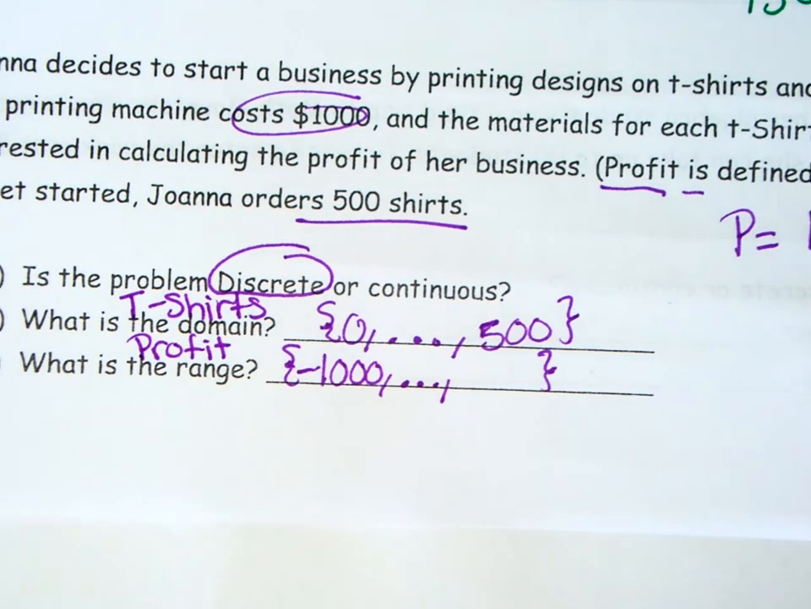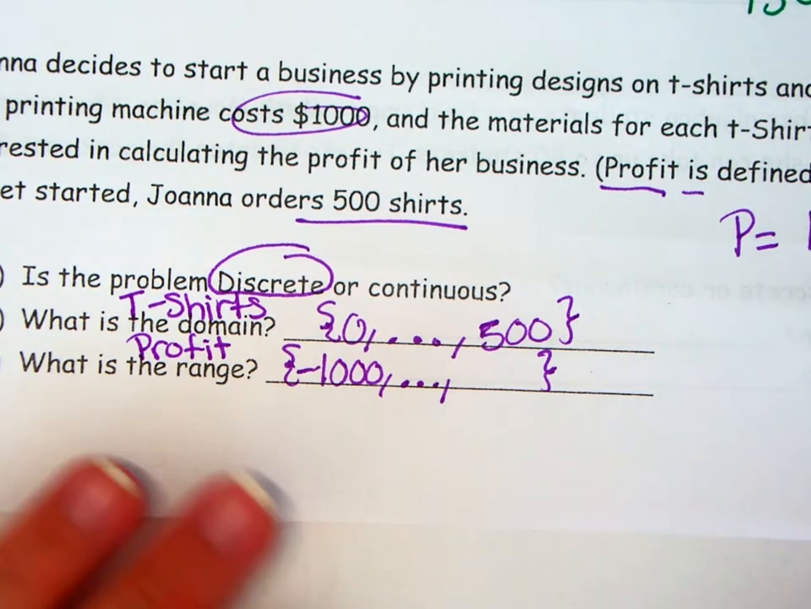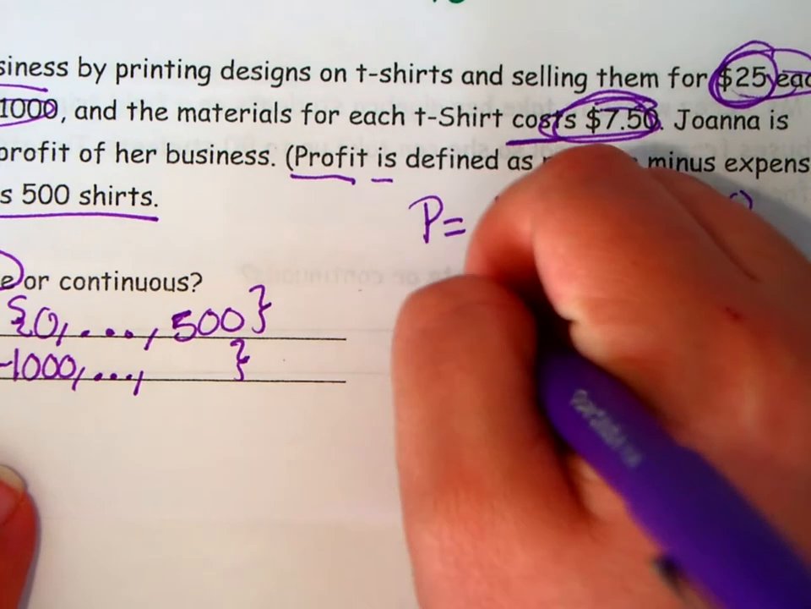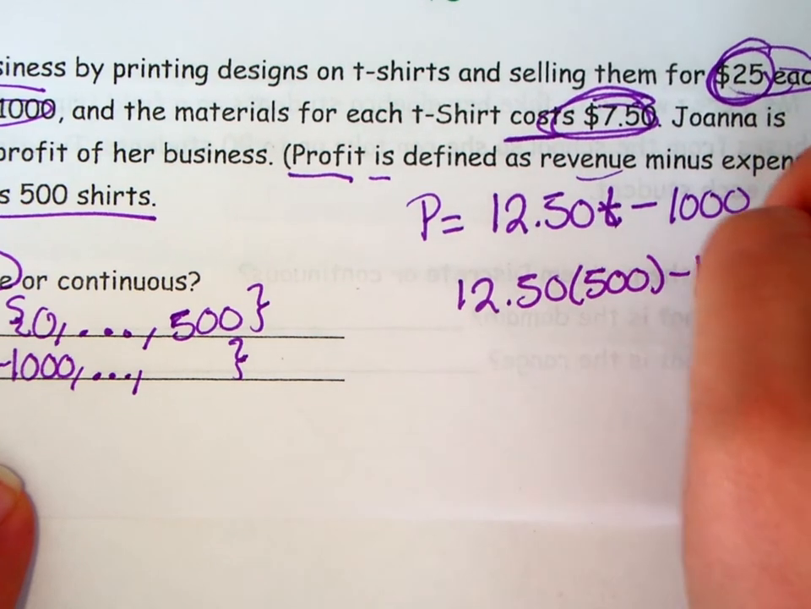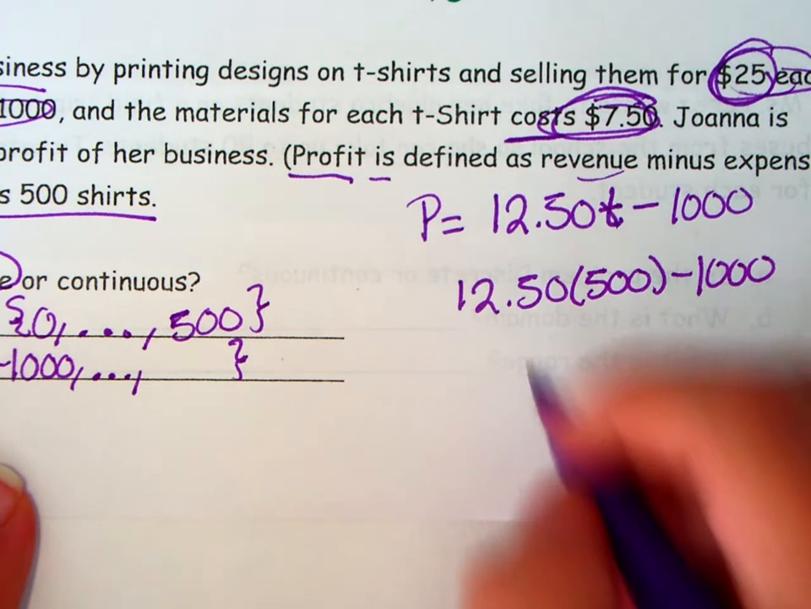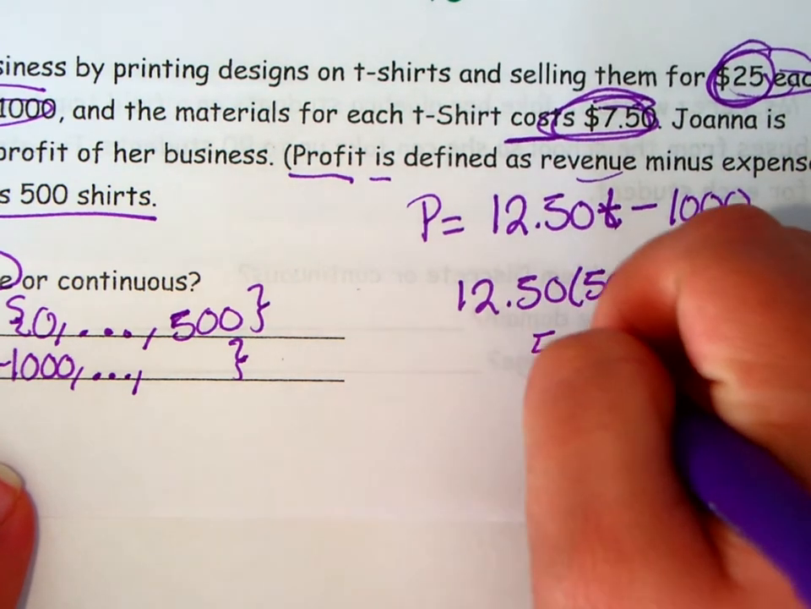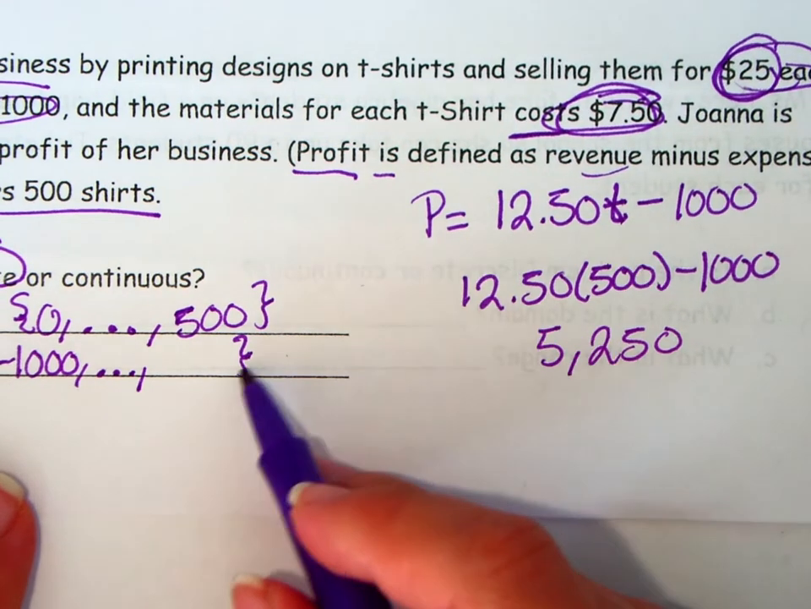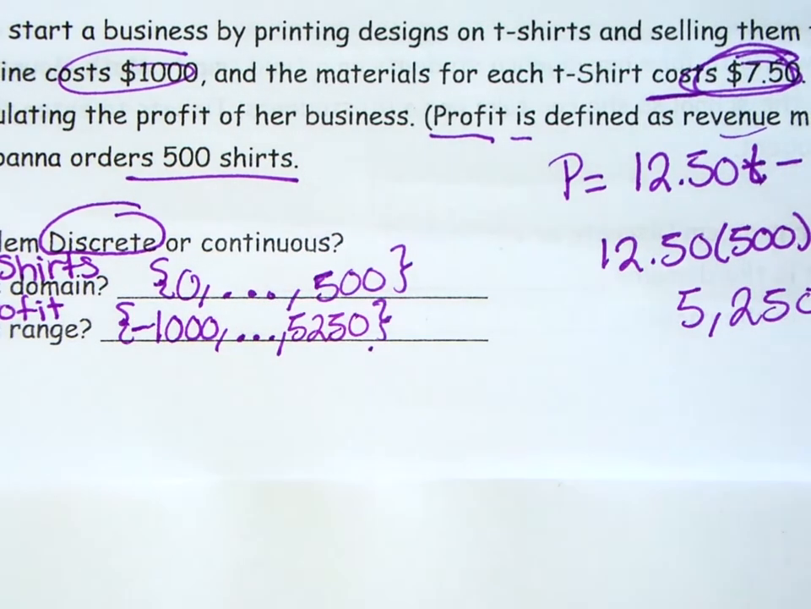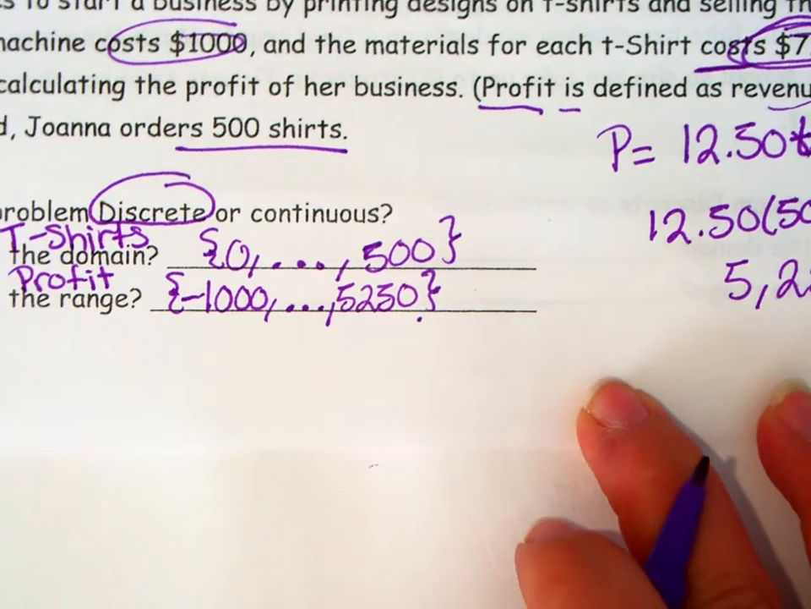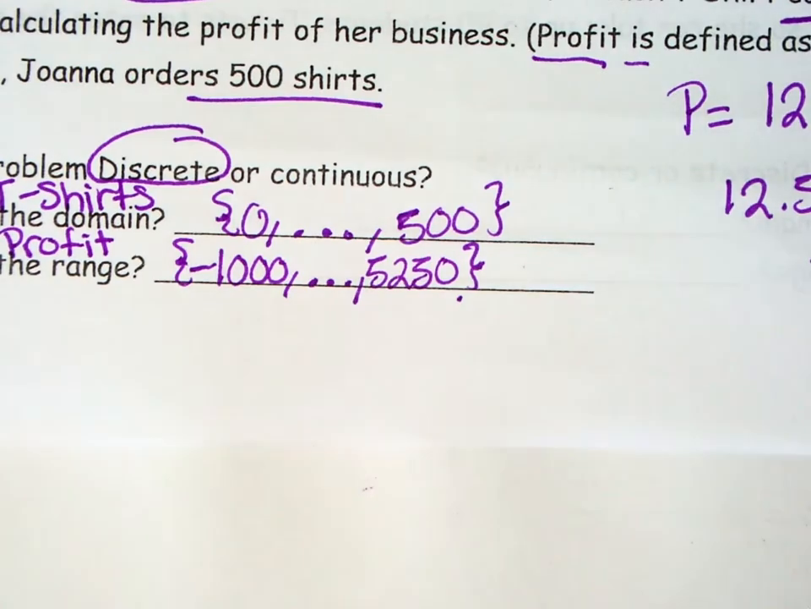But now, what's the next number I need to plug in? 500. So I take 12.50 times 500 minus 1,000. And if I do that, I will get 5,250. That number is going right here. So she made money now. Alright. Any questions on the front page at all? No? Alright.